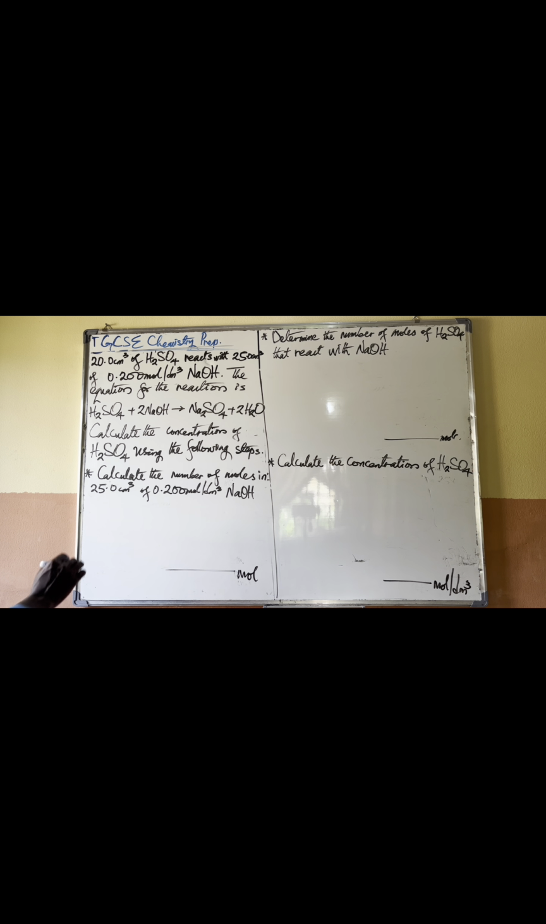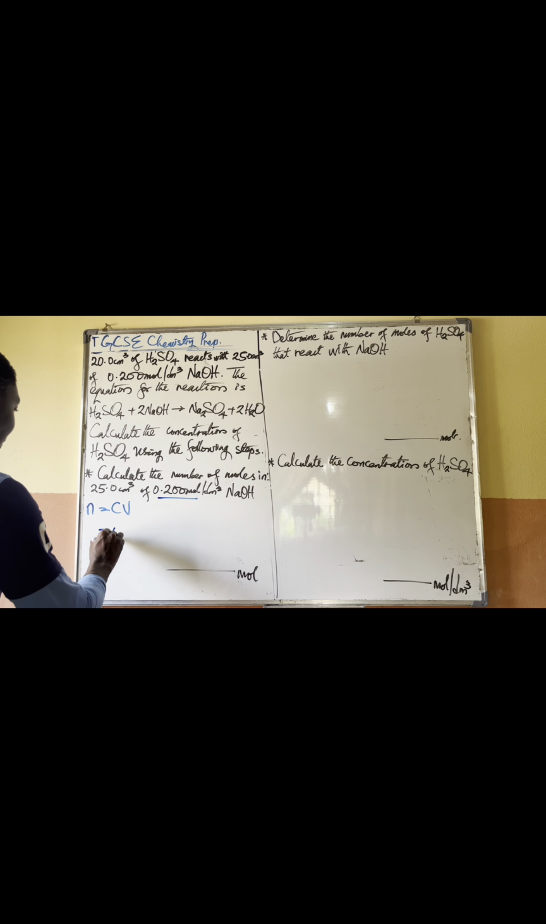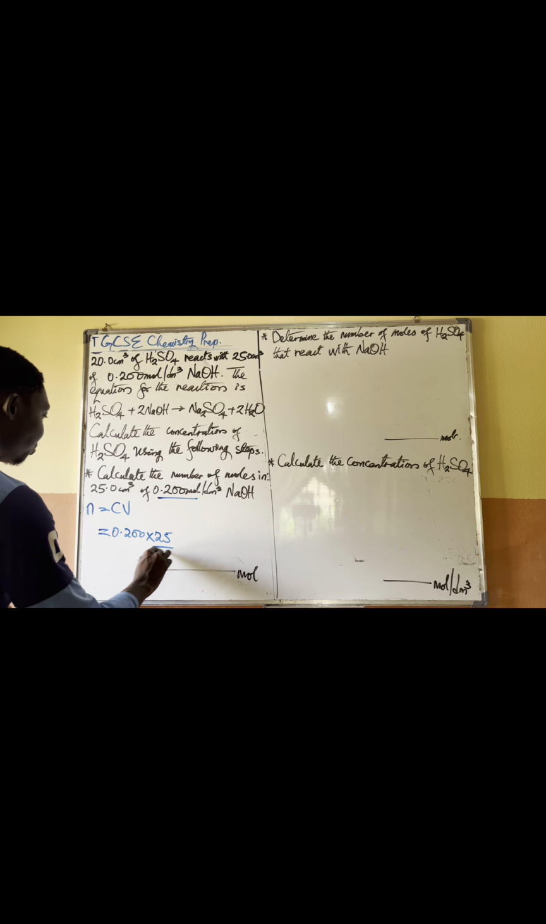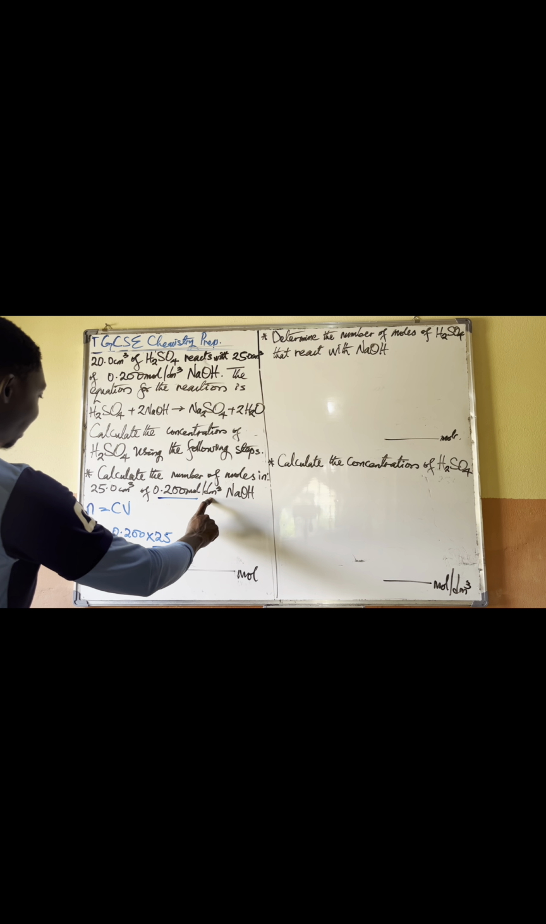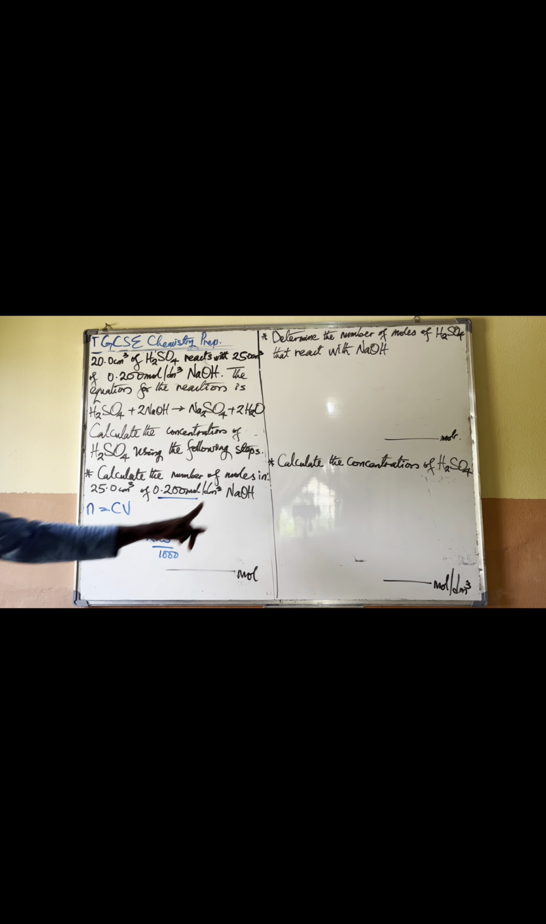We just use our relation n is equal to CV, okay? But the volume must be in dm cube, while C is the concentration of the sodium hydroxide in moles per dm cube. So if we substitute here, our C is 0.200 times our V, which is actually 25, but it must be divided by 1000 because we are converting the cubic centimeters to cubic decimeters, since the concentration is already in moles per dm cube, for the sake of conformity. So we'll have 0.2 times 0.025, because 25 divided by 1000 is 0.025.